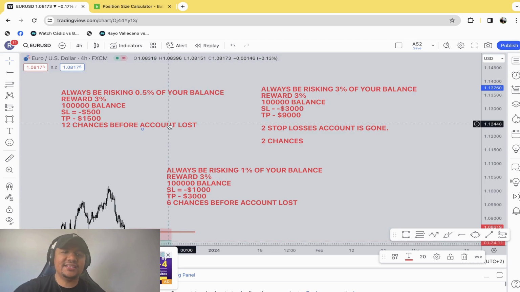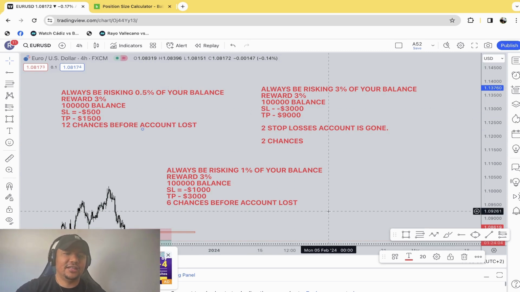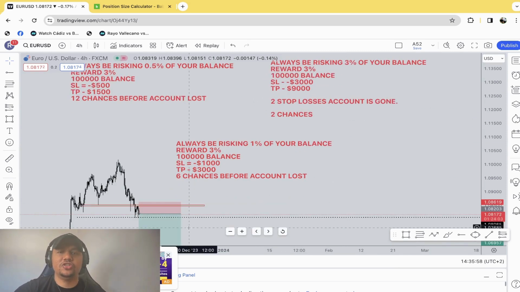Any case, that is it from my side. There's the website. There's risk management. That is how you calculate it. That is the tool that you can use to do it.